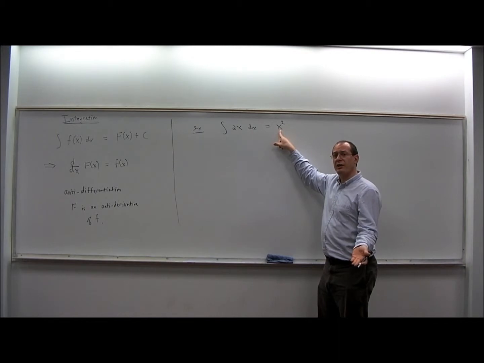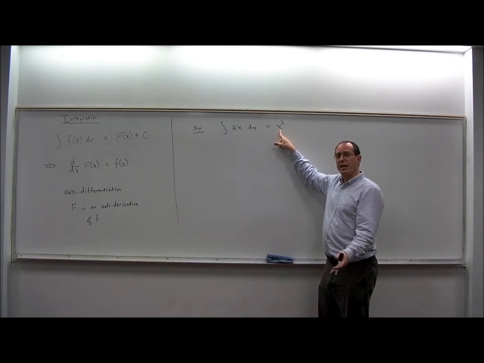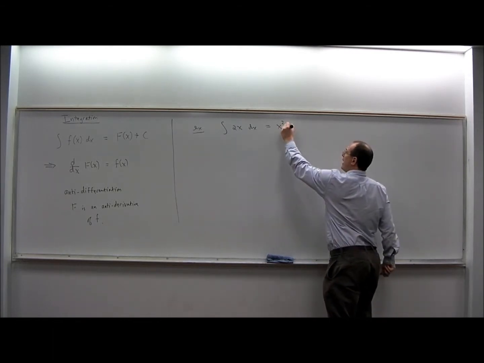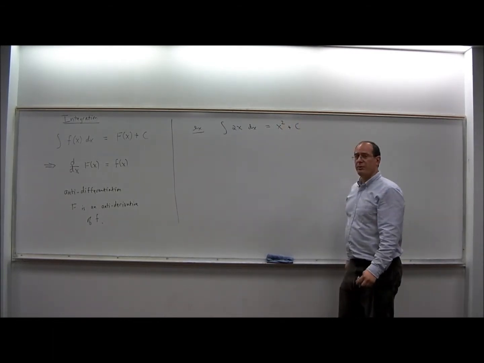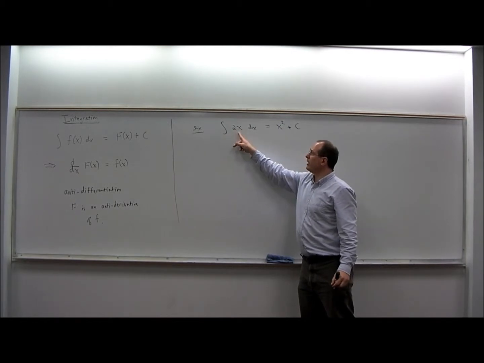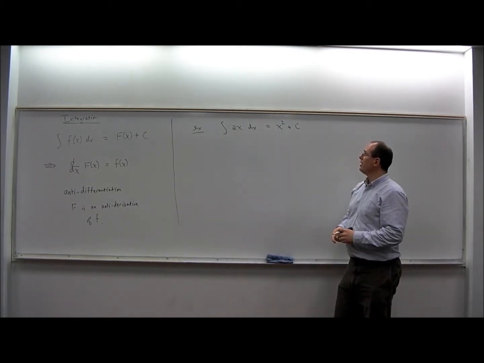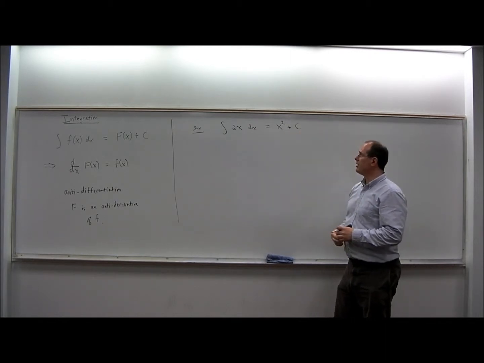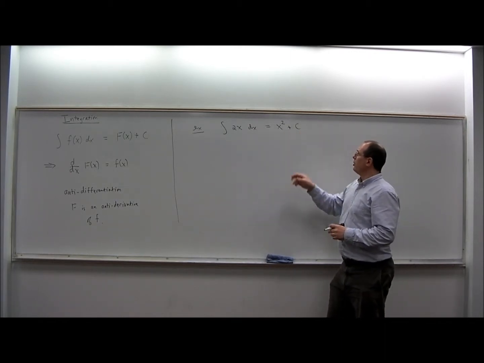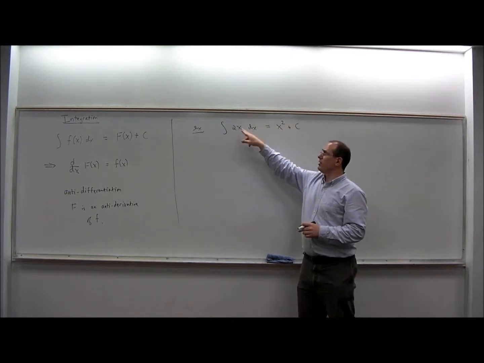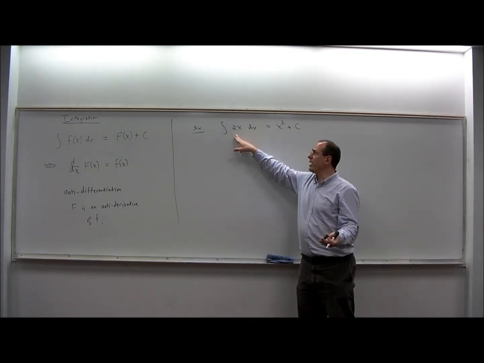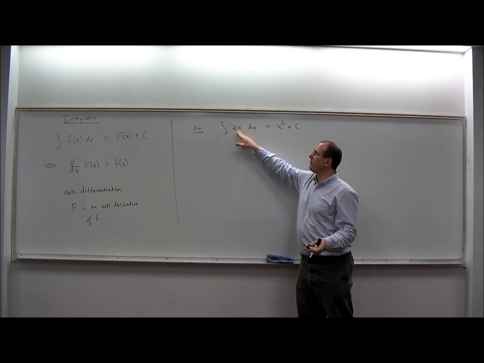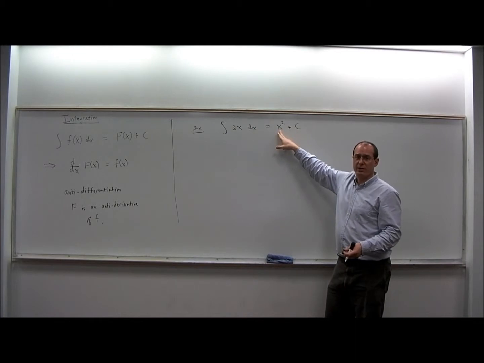X squared plus 5 would also be reasonable, as would x squared minus 7, because the derivative doesn't change when we add a constant. So the best answer here, the integral of 2x dx, is x squared plus any constant. X squared plus the constant of integration. So the derivative of x squared is 2x, or another way, the antiderivative of 2x, or I should say an antiderivative of 2x, is x squared.